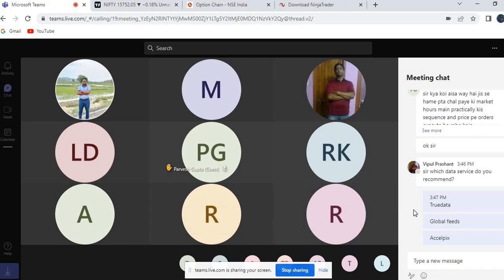I don't have any connection with any one of them, but these are the only three data vendors present in the market. There are so many, but not reliable.